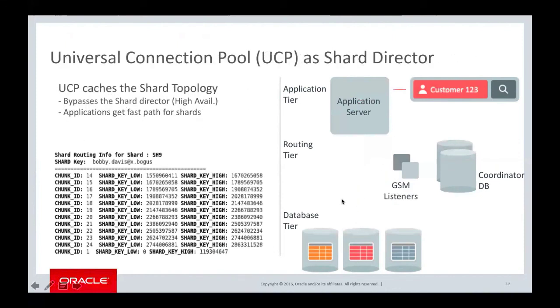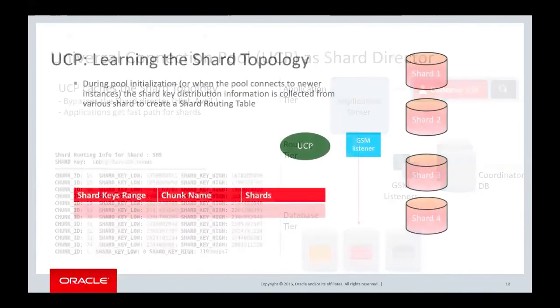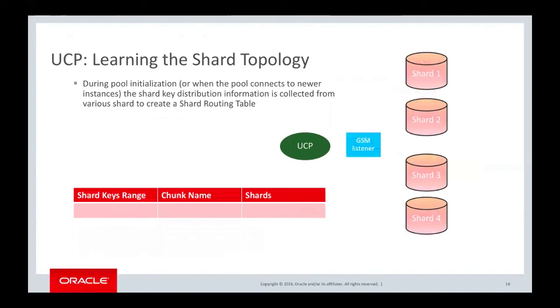So what we've done is, and this is what it looks like, we keep the shard topology as the lower key and the higher key for each chunk. A shard is a series of chunks, and the chunks have a lower key and a higher key. So the user asks, you get the key, and you go to the shard. In order to amortize the cost and avoid going systematically to the shard director, the Oracle Universal Connection Pool is capable of learning the topology.